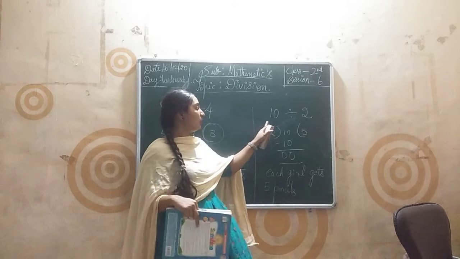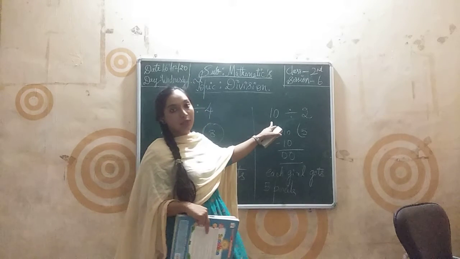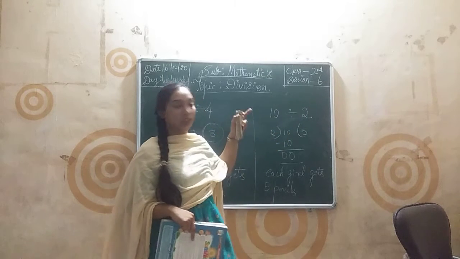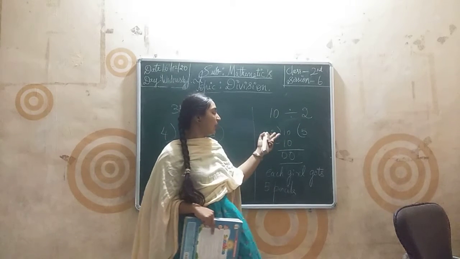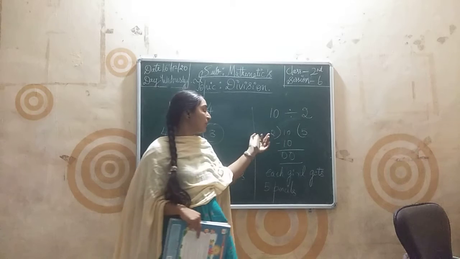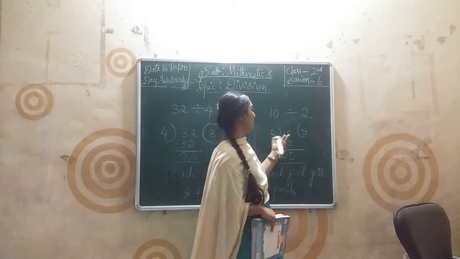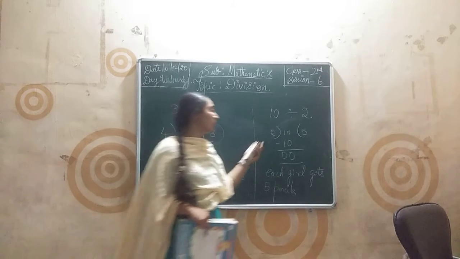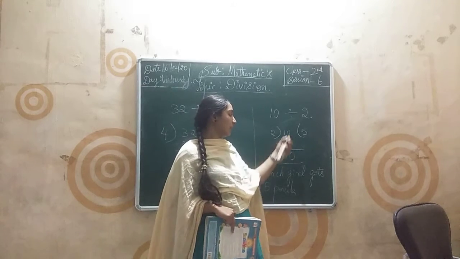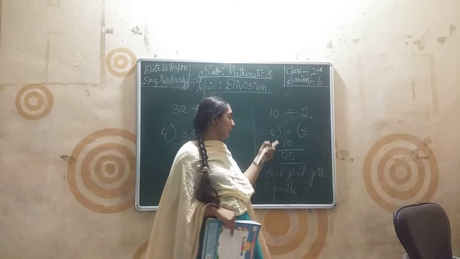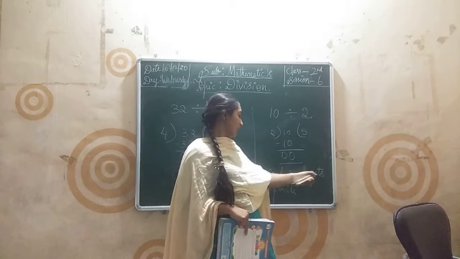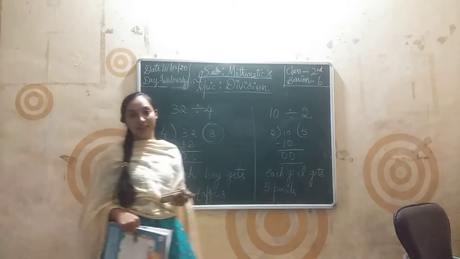How? There are a total of 10 pencils and we have to divide these pencils among 2 girls equally. So that means 10 divided by 2. We have to see whether the number 10 comes in the table or not. So 2 fives are 10. 0 minus 0 is 0, 1 minus 1 is 0. So each girl gets 5 pencils.